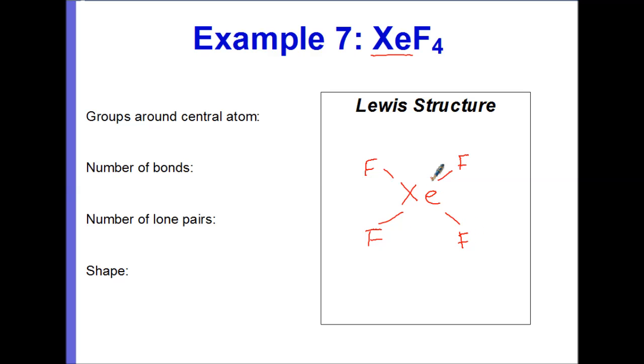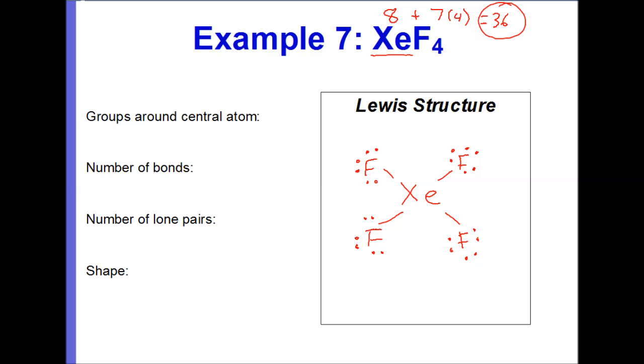Let's count up our valence electrons. Xenon has 8, plus each fluorine is 7, but there are 4 of them. So I'm going to say 8 plus 28, that's going to give me 36. So I have 36 valence electrons in this molecule. I'm going to fill these in, and let's count these up. Right now, as I'm counting these, 1, 2, 3, 4, 5, 6, 7, 8, 9, 10, 11, 12, 13, 14, 15, 16, 17, 18, 19, 20, 21, 22, 23, 24, 25, 26, 27, 28, 29, 30, 31, 32. I only have 32.